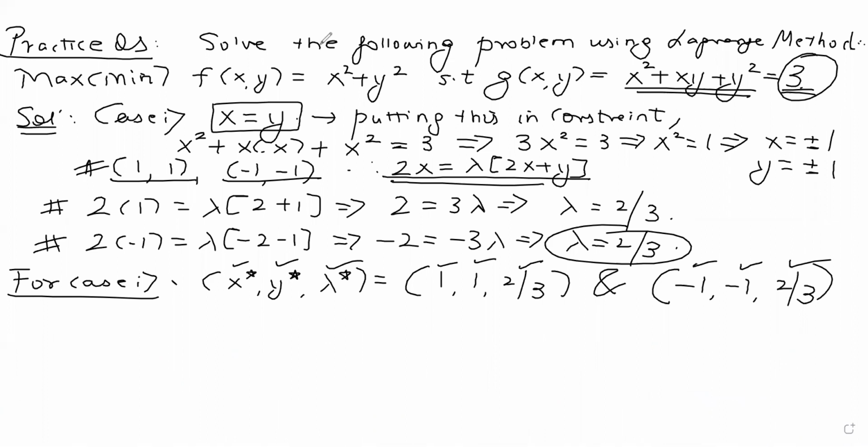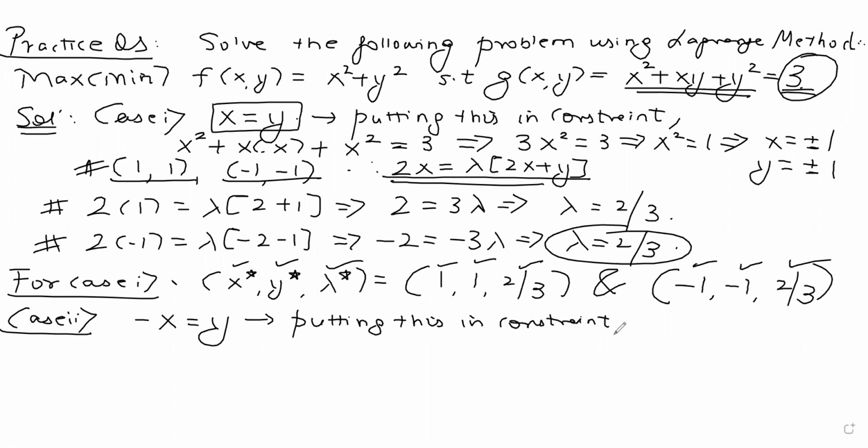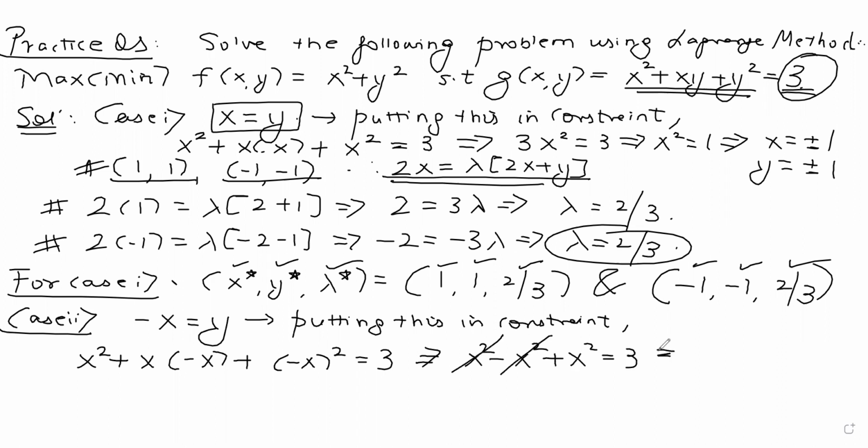So I can now write for case 2, we have minus x equal to y. Now, if I put this in the constraint, let us see what I get. Putting this in the constraint, I get x square plus x into y, which is minus x, plus y is minus x square equal to 3, which implies x square minus x square plus x square equals 3, which implies x is plus minus root 3.